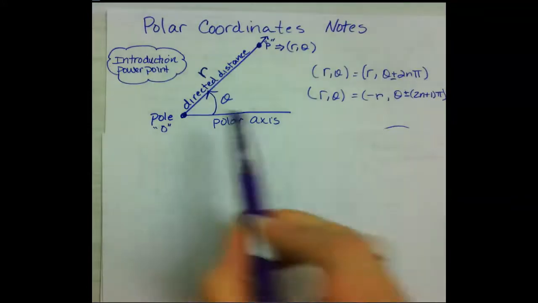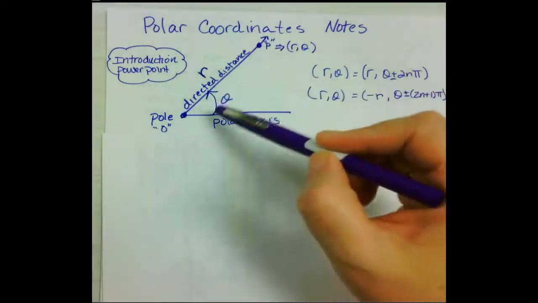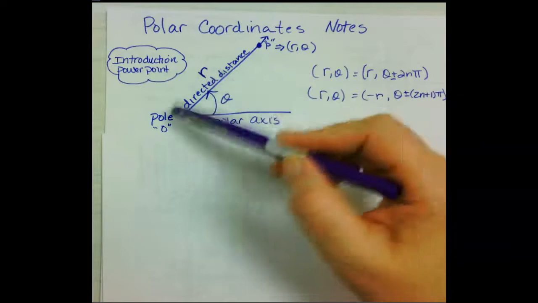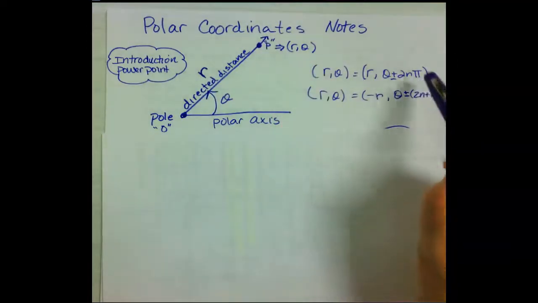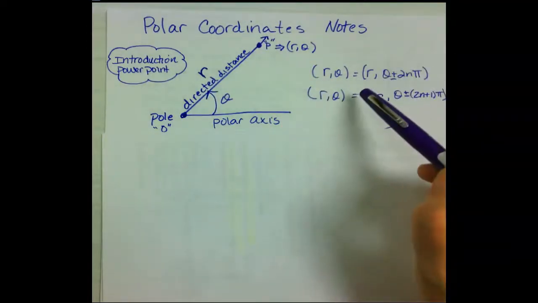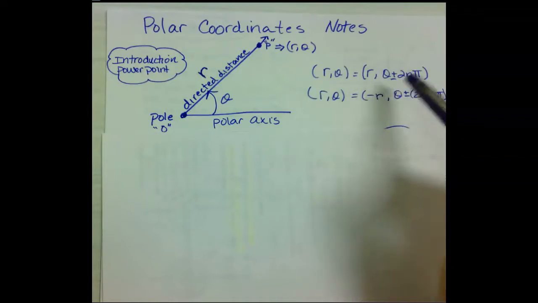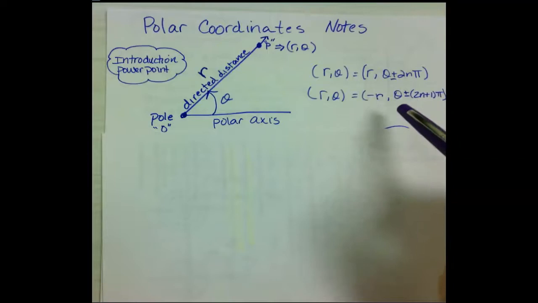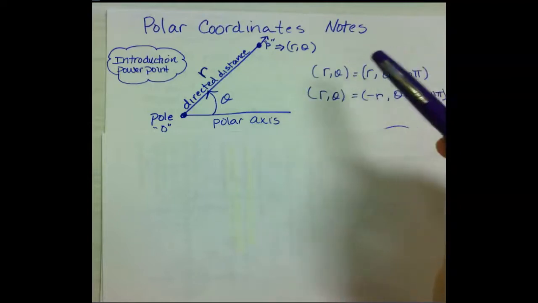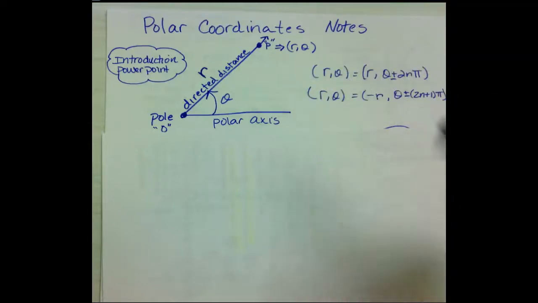So as we're plotting here, we have the polar axis, the directed distance, this is the angle we're talking about, and this is the directed distance. And you'll see on your note sheet that you have some r, and then you can take theta and add 2n pi or subtract 2n pi, and we can take theta and add (2n+1) pi or subtract (2n+1) pi. And it's okay to memorize this, but you know how I feel about that.